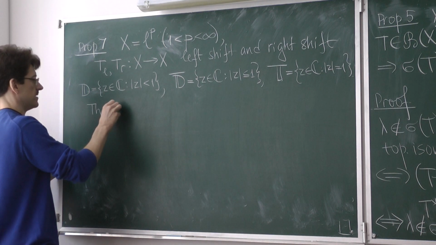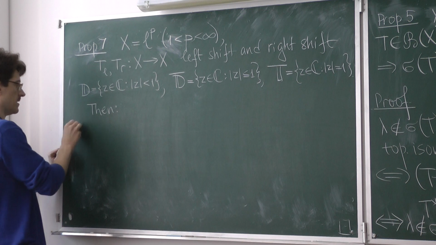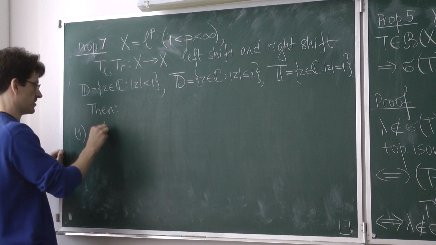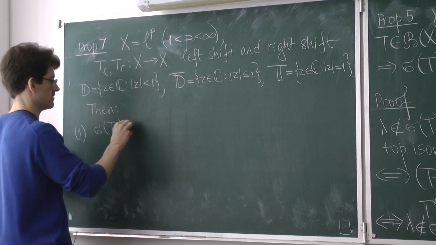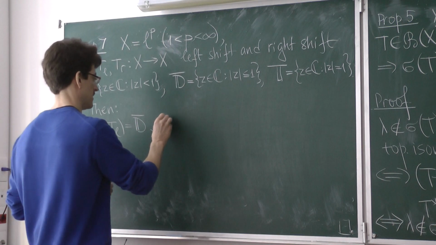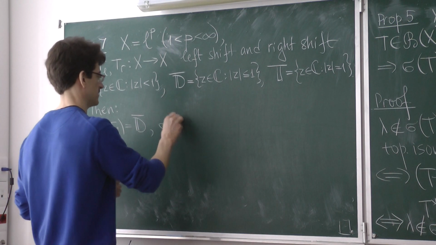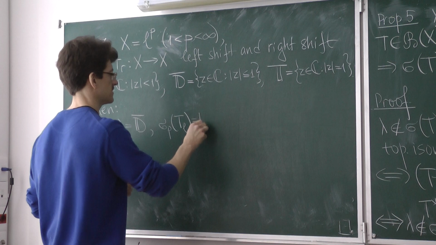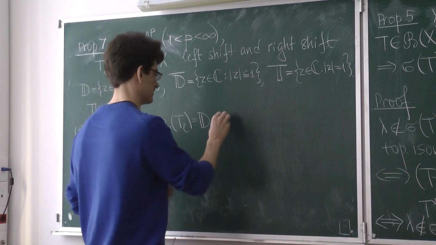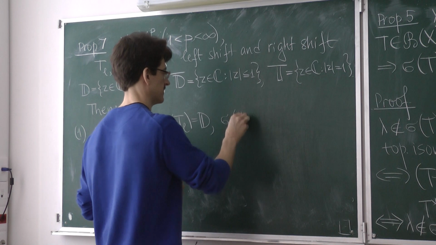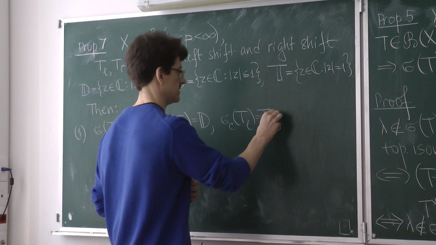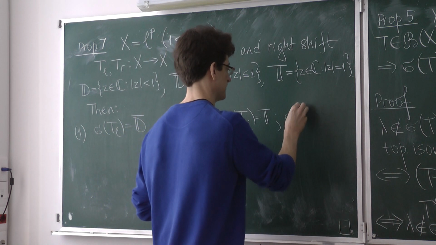I claim that, so the first part is about the left shift. The spectrum of the left shift operator is the closed disk. The point spectrum of the left shift is the open disk. The continuous spectrum of the left shift is the circle. And so the residual spectrum is empty.